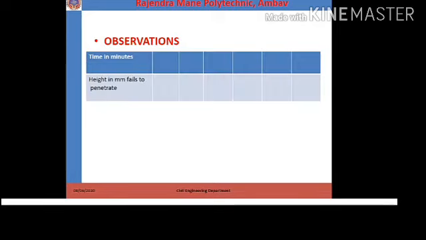Then the observations are recorded in a table. We have to record the time in minutes and the height in mm at which the needle fails to penetrate the test block. Here we will record time in minutes, and here we will write the penetration in mm.